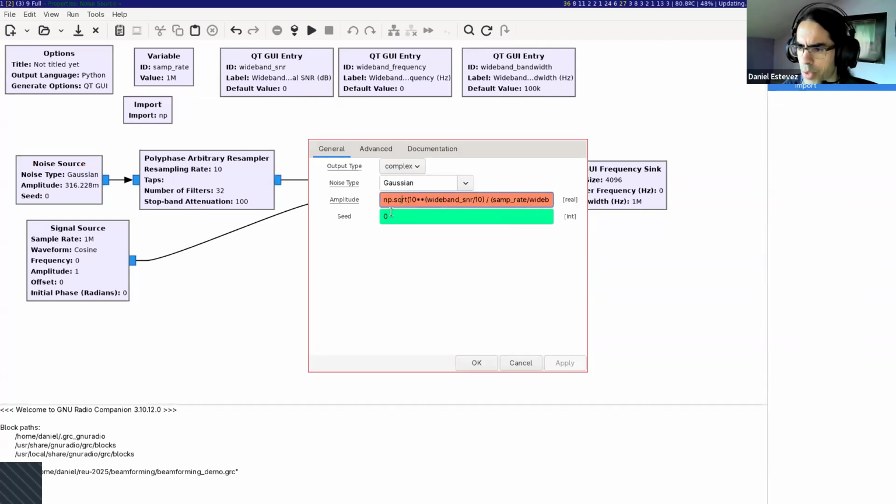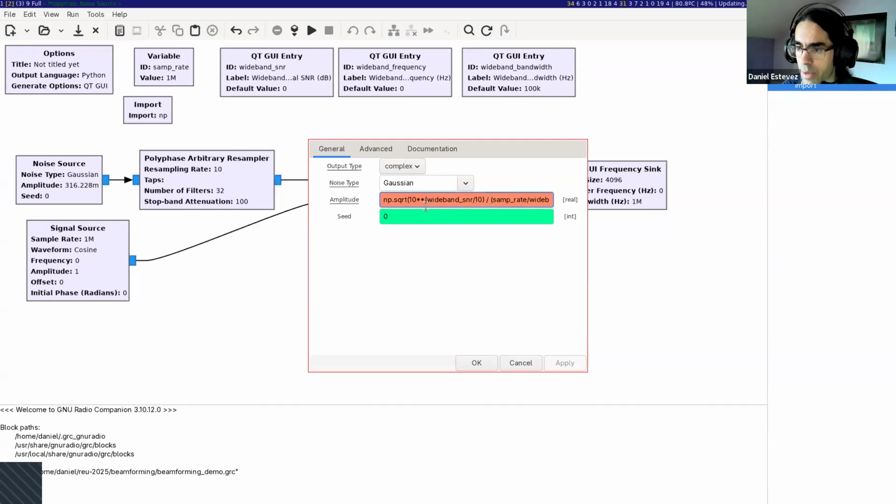So what do we have in the formula? We have 10 to the power wideband SNR divided by 10. That is just converting from decibels to a linear scale. Then we have the sample rate divided by the wideband bandwidth, which is basically the same resampling rate we have set here. And that makes sense because this division is the sample rate at which this noise source is going to run. So then this is the noise bandwidth for this noise source.